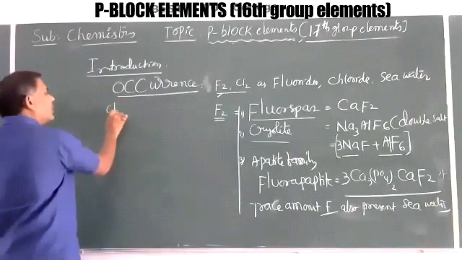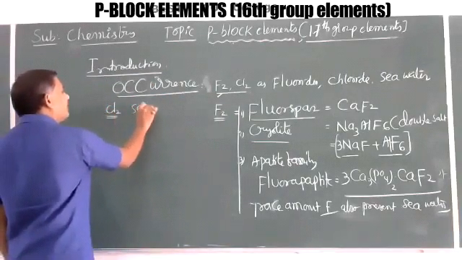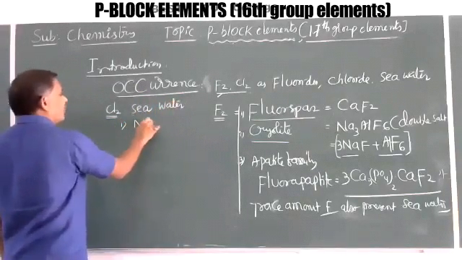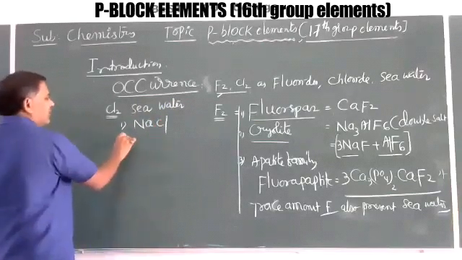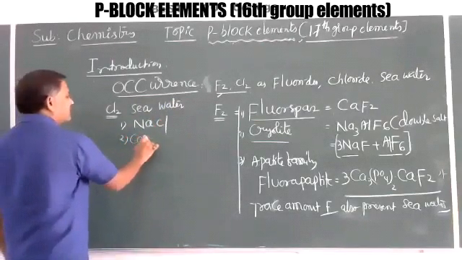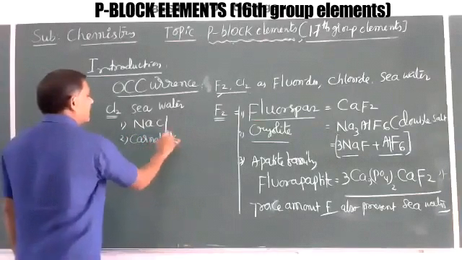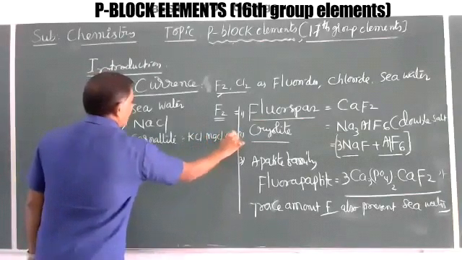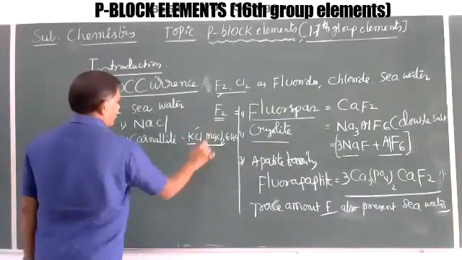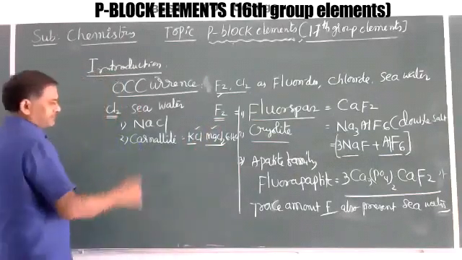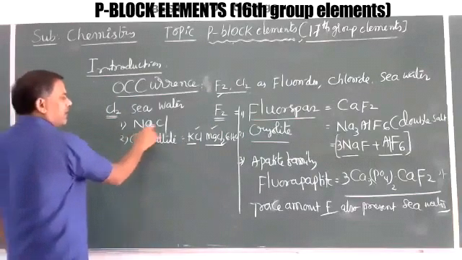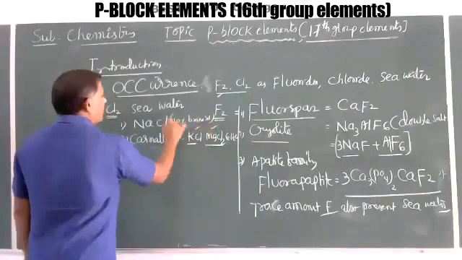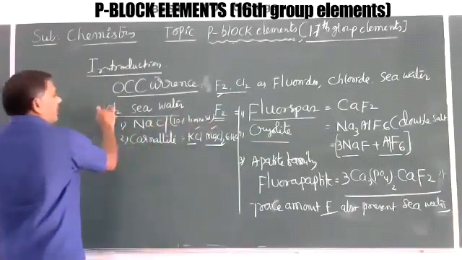Chlorine, Cl2, has some important salts present in seawater. One is sodium chloride, NaCl. The second one is carnallite, KCl.MgCl2.6H2O. It is also a double salt. It contains KCl and MgCl2, two simple salts. Seawater contains a 10% NaCl solution, which is called brine solution.